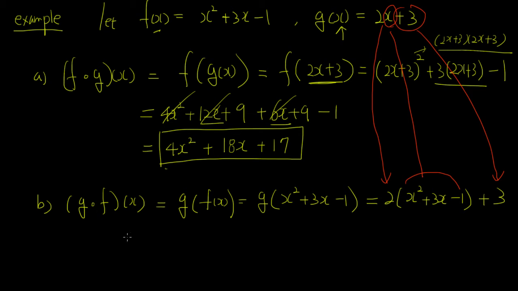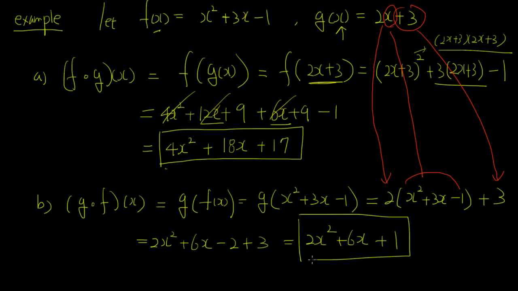So let's just simplify this. I'm just going to distribute this 2. It'll be 2x squared plus 6x minus 2 plus 3. And this would be 2x squared plus 6x plus 1. And that's our answer, right? That's our answer. So, I mean, that's not too horrible. I don't think that's too horrible. I mean, it is what it is, but it's not too horrible. Okay.